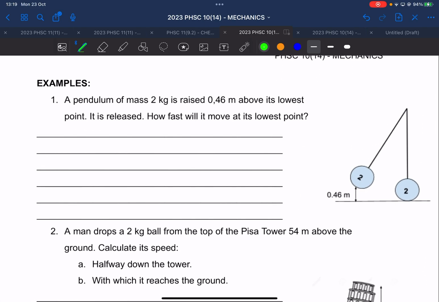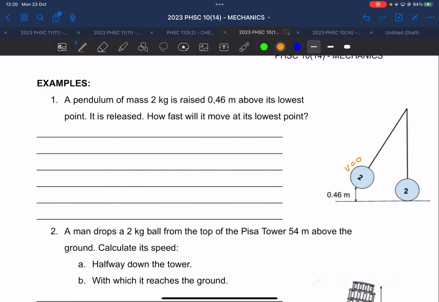It says there, a pendulum of mass 2 kilograms is raised 0.46 meters above its lowest point. It is released. Does it say it is thrown? No. So it's not thrown with an initial velocity, it's just dropped, it's just released. So the initial velocity, or the velocity there at the top, is 0 when they say it is released. That is your clue. That is just dropped. There's no velocity. How fast will it move at its lowest point? It's the lowest point.